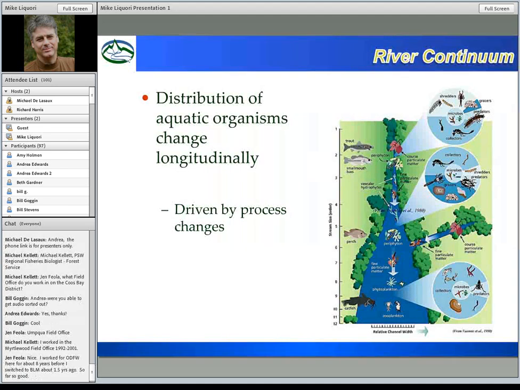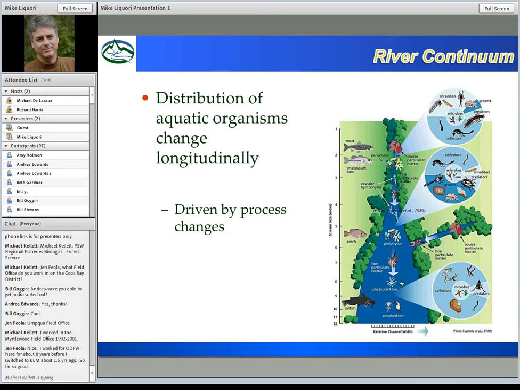Many of you probably know of the river continuum concept. This basically describes how the aquatic ecology of the system changes, focusing primarily on the macroinvertebrate community, but also on fish as well. And what we notice is that the distribution of aquatic organisms changes as you go from low order streams up in the headwaters, up in here, to larger order streams down as you get closer to the ocean.